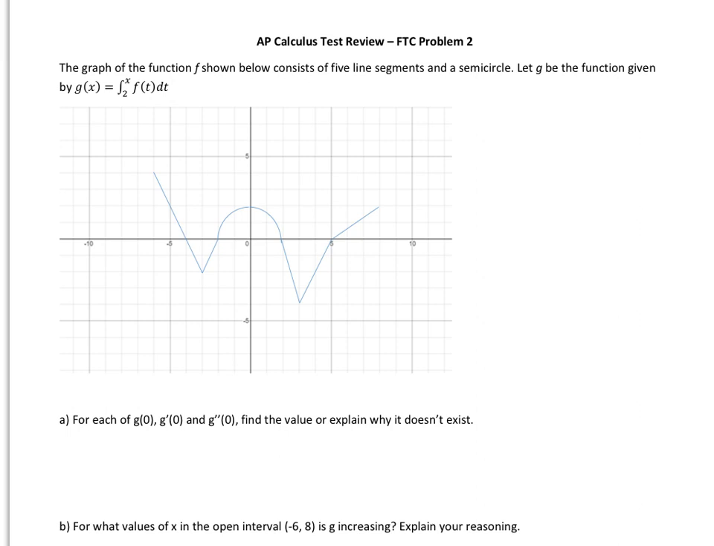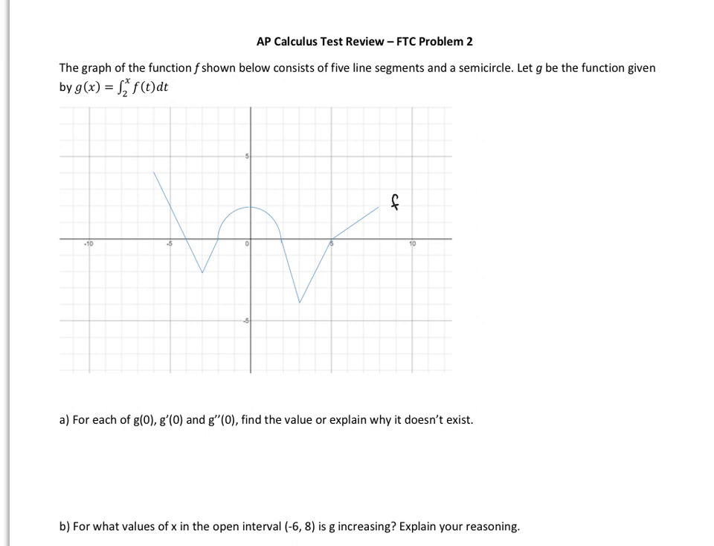On this problem, it says the graph of the function f shown below consists of 5 line segments and a semicircle. Let g be the function given by the integral from 2 to x of f of t dt. So what it's telling me is that this is a derivative graph. This is the graph of f right here, which is the integral. When I integrate this, I get g.